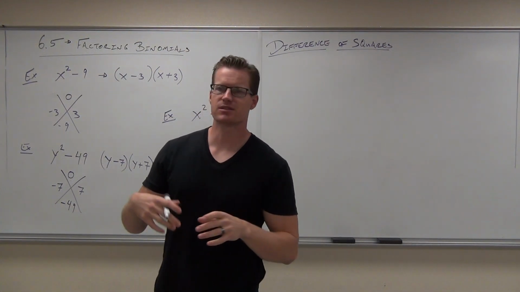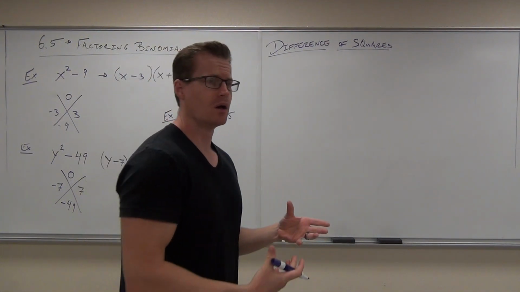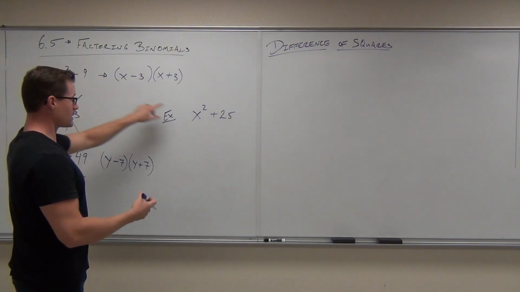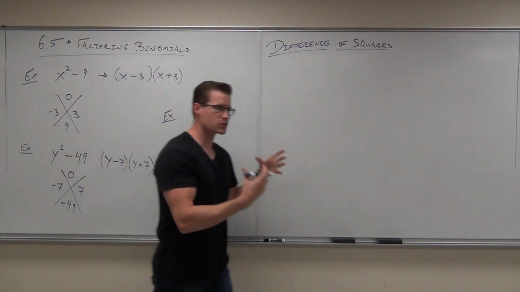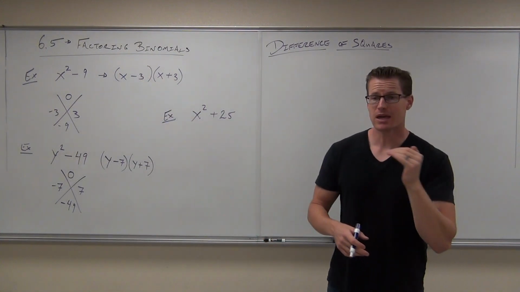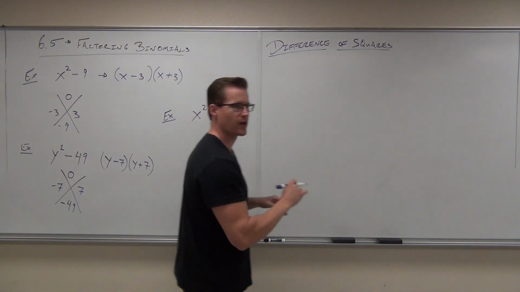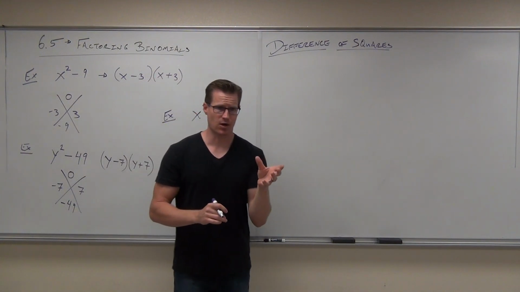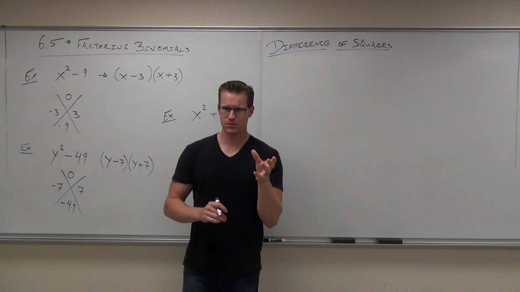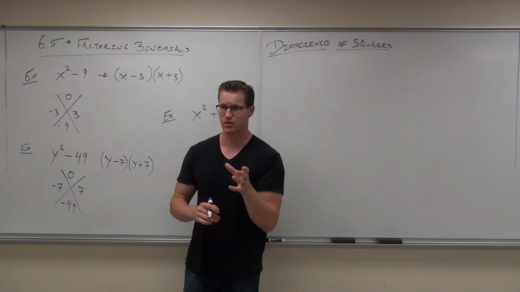The two terms have to be in some way or shape or form a square. Like x squared is a square. And 9's a square, and 49's a square, and 25's a square. They're all squares, but there has to be a minus between them. If that's the case, we can always factor it like this. There's a definite pattern to it. You can do a diamond problem every single time, but it's going to take a lot of time. I'm trying to save you time here.